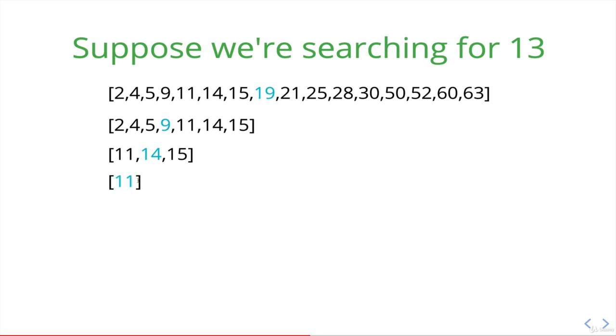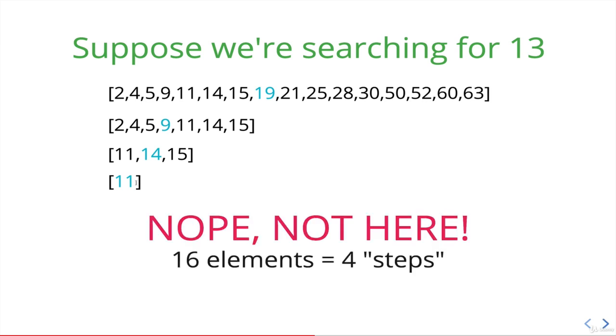And so we know that 13 is not in this array, unless it's somehow an unsorted array, in which case we shouldn't be using binary search. But given the conditions of binary search, we can say without a doubt 13 is not in this array. Nope, not here. So if we look at the number of steps here, we had 16 elements. It took 4 steps to say with certainty that an element is not in there. So we could have found it earlier if it actually was in this array.